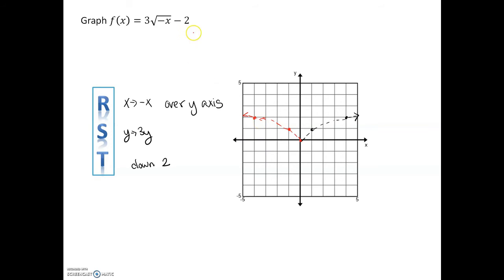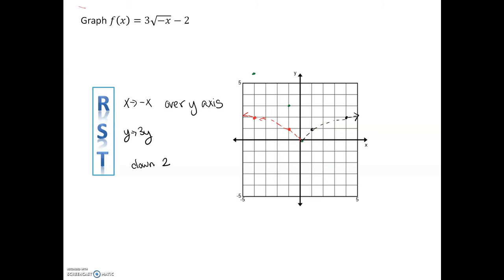Next, I'm going to move on to my stretch. So it says all y values become 3 times the y value. So my origin, 0 times 3, still 0. 1 times 3 becomes 3. 2 times 3 becomes 6. Okay. I am going to put it there just because 2 points is kind of not enough to show the shape.